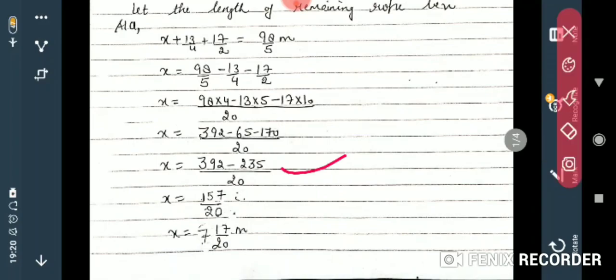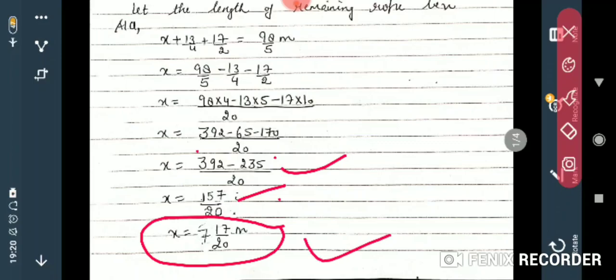So now subtract 235 from 392. What will you get? 157 upon 20. Now it's your wish, you can convert it into mixed fraction or you can leave it as it is. But just try to convert it into mixed fraction. As you know very well how to convert it into mixed fraction.